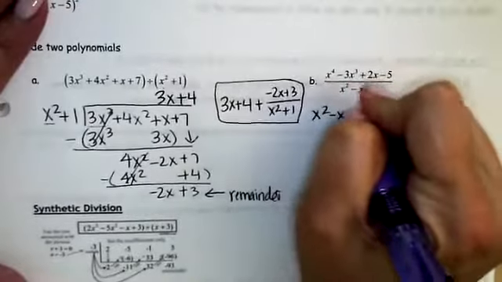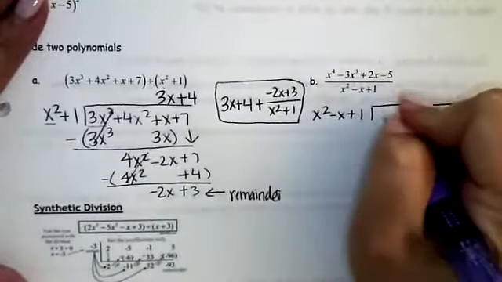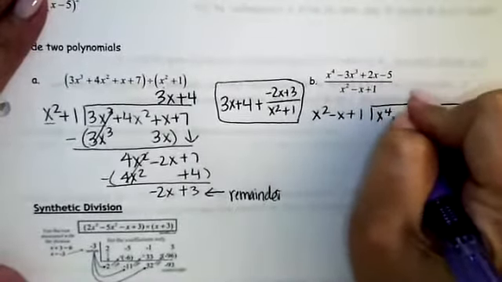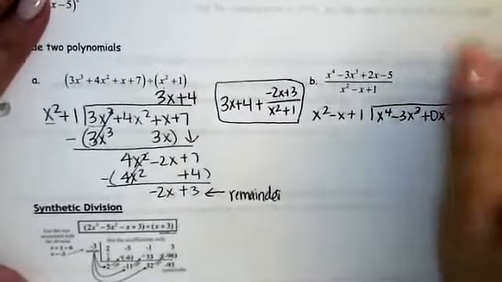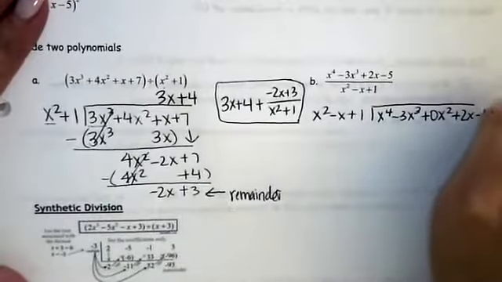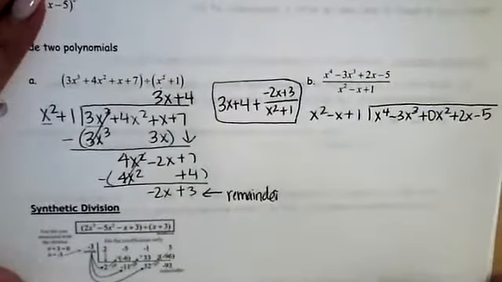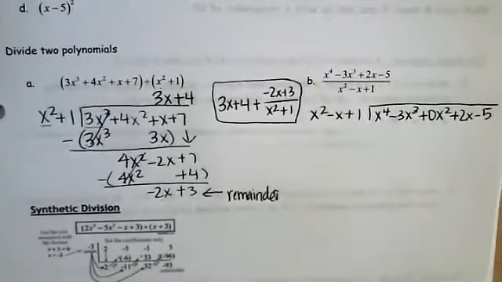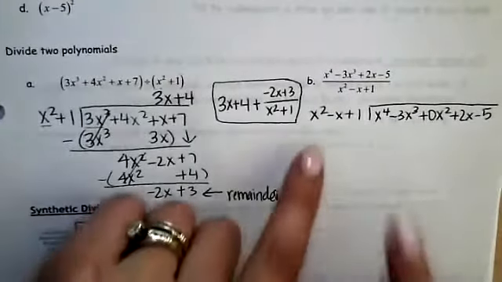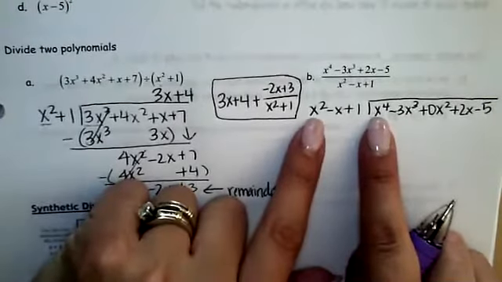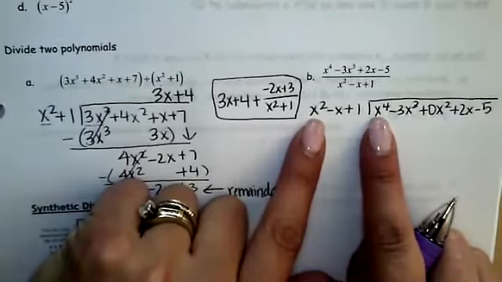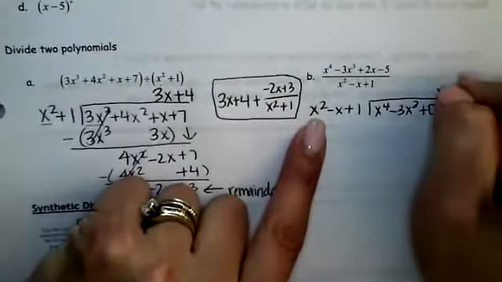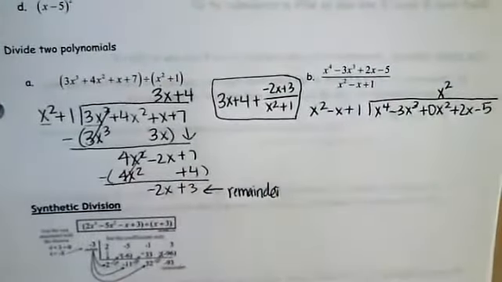X squared minus x plus 1 on the outside, x to the fourth minus 3x cubed plus 0x squared plus 2x minus 5. So I put that 0x squared there as a placeholder to make sure that I have a place that I can line stuff up and keep everything organized. I take my first term and divide it by my first term here. So x to the fourth divided by x squared is x squared. So I line that up with my placeholder there.